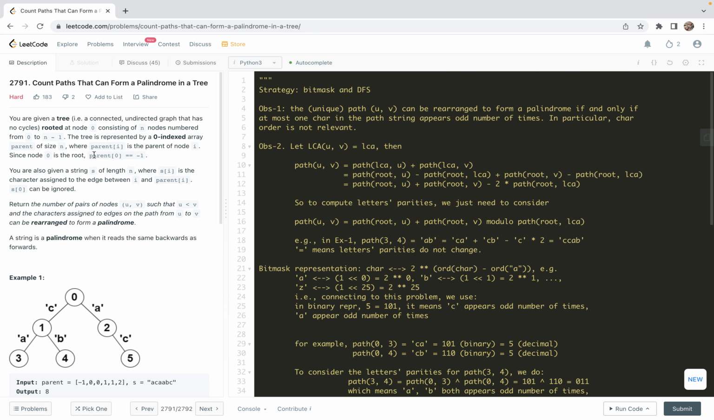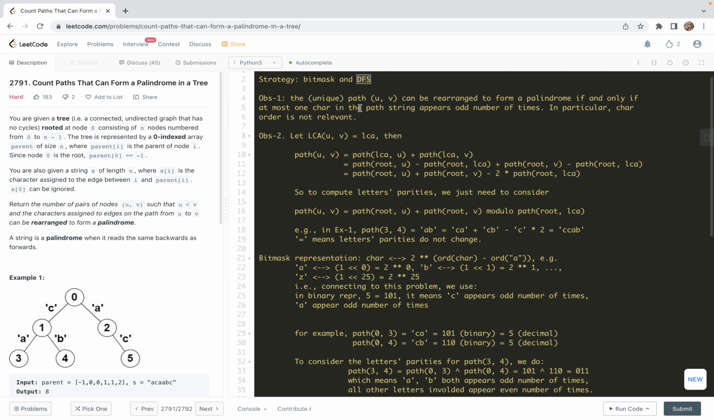This problem is marked as hard. The overall strategy needs some time to digest. So here the strategy is the use of bitmask and the depth-first based traversal. We want to explain several observations, how we use bitmask, and how to do the counting.